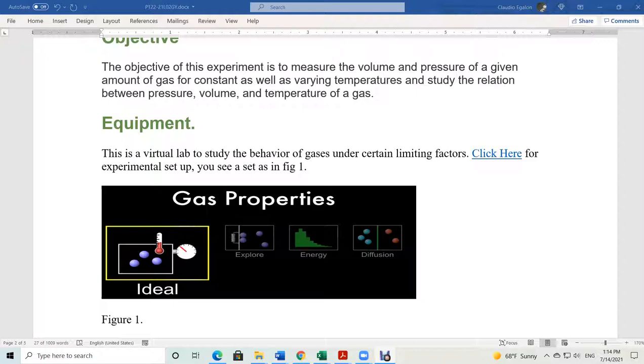Would we be able to use the same law for air, or is it just for gas? Oh yeah, air is a gas, right? Air is a gas. Okay, and I was confused. I thought it was different. Yeah. So yeah, air is a gas.